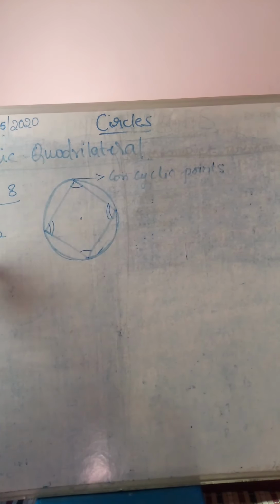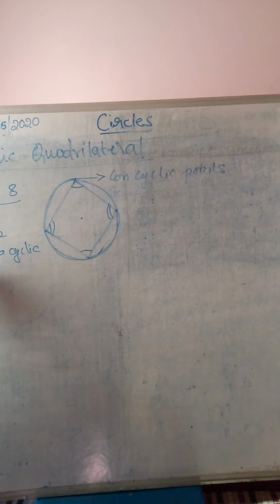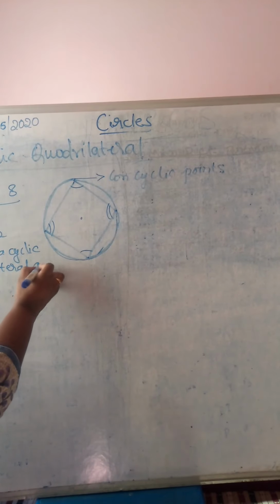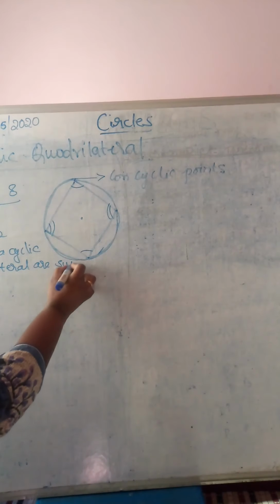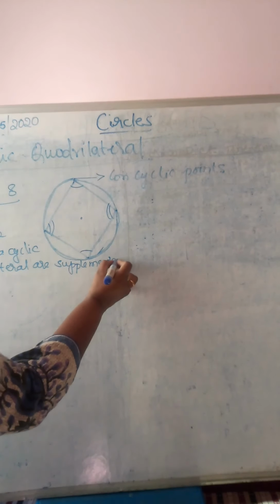The opposite angles of a cyclic quadrilateral are supplementary. What do you mean by supplementary? It is equal to 180.